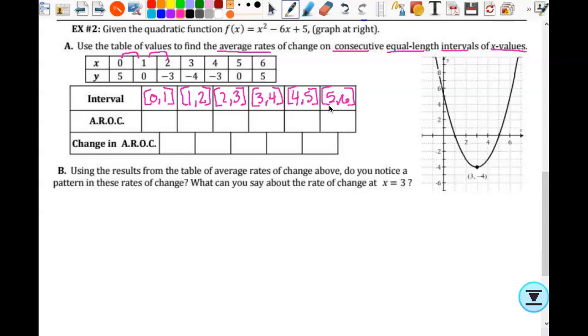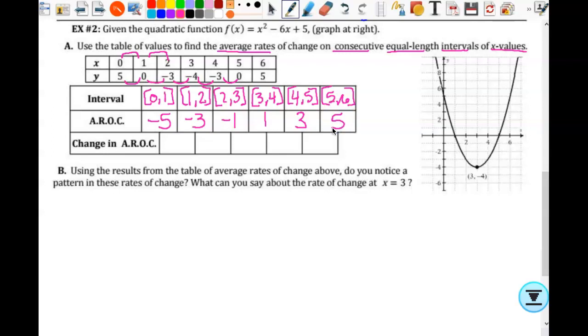So then when I do my average rate of change, it's going to be the change in y. Between 0 and 1, I'm going to do 0 minus 5. It gives me negative 5. Negative 3 minus 0 gives me negative 3. Negative 4 minus a negative 3 is what? Negative 1. Negative 3 minus a negative 4 is 1. 0 minus a negative 3 is 3. 5 minus 0 is 5.